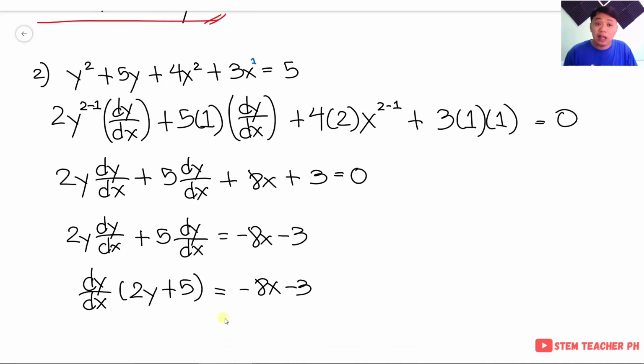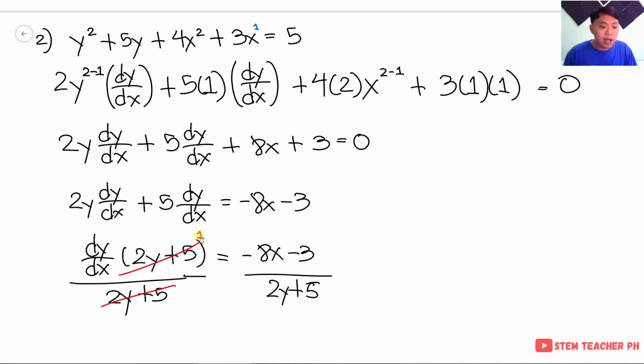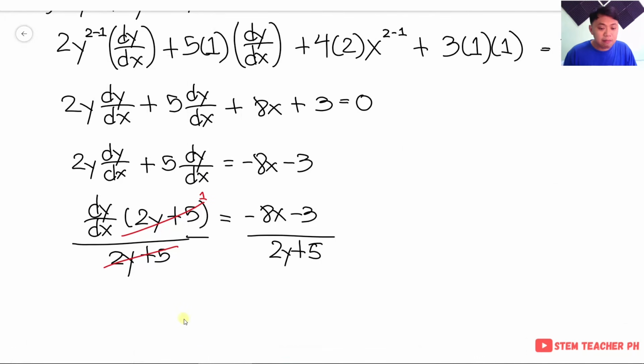Para eto na lang yung matira dun sa isang side ng equation, we divide both sides of our equation by 2y plus 5. Kasi kapag ginawa natin to, we can perform division dito sa left side. 2y plus 5, so this is 2y plus 5 pala. Let us just correct this one. So kapag dinivide natin siya, so this will become 1. And then as you multiply 1 to dy over dx, this will just become dy over dx. Na-simplify na natin yung left side. Ang natira na lang ay dy over dx. Tapos yung nasa right side, we have negative 8x minus 3 over 2y plus 5.